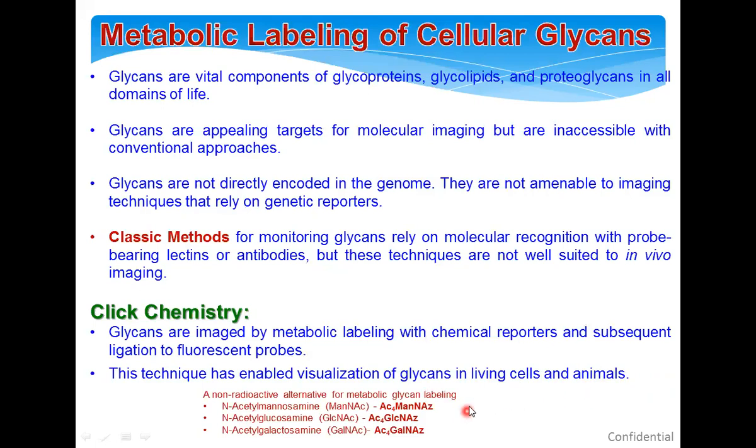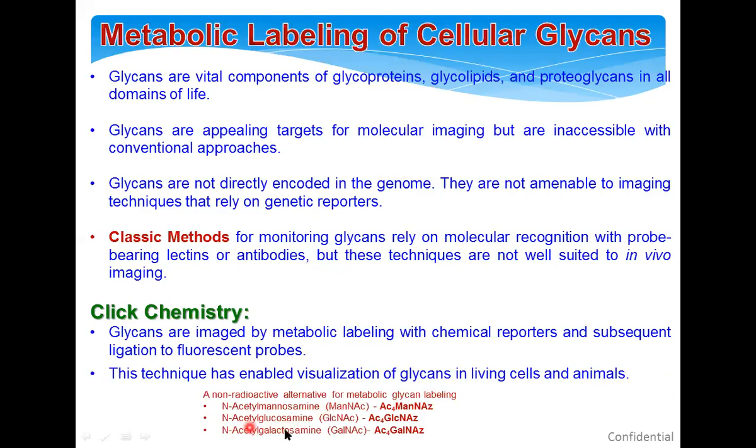So what are the analogs we use for metabolic labeling of glycans? We actually have 3 different kits for that: for labeling GlcNAc or sialic acid, for fucosylated proteins, or for O-GlcNAc. These are the 3 different ones.